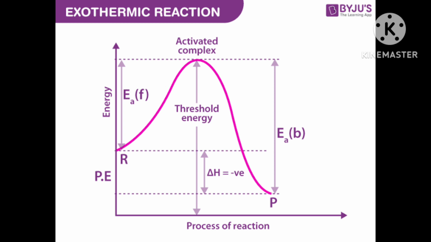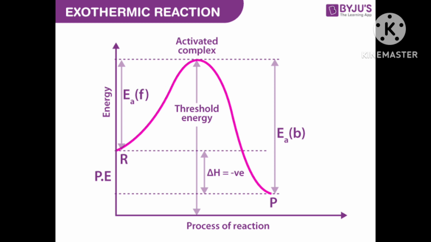Then if you write the expression, k is equal to A into e power minus Ea upon RT, that is the Arrhenius equation. Now if you take the logarithm on both sides, then what will happen? k will become ln k, the natural logarithm we are taking.